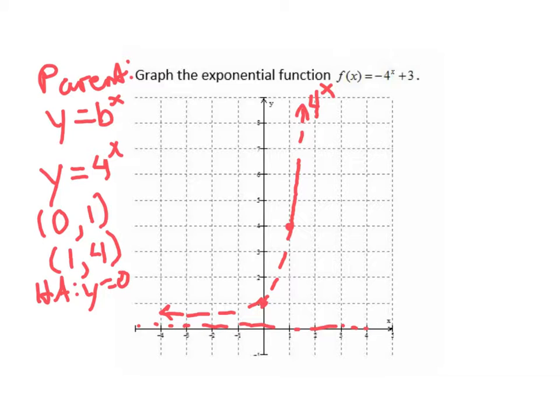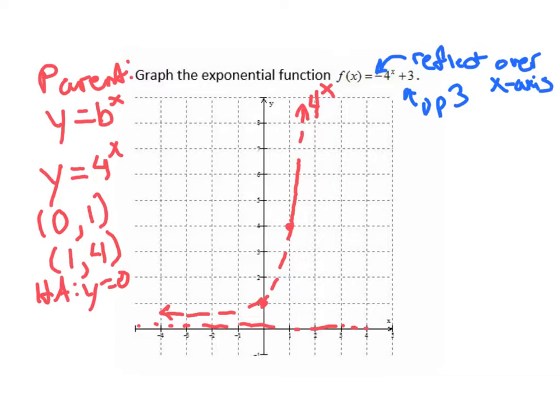Now we need to consider what transformations need to occur to turn that graph of y equals 4 to the x into the graph of -4 to the x plus 3. So identifying the transformations, that plus 3, which is outside of the exponential function, it's a plus 3 after the fact. That's a vertical shift, up 3 units. The negative in front here is a reflection. And again, since the negative is outside of the function, it's not up in the exponent, that's a vertical reflection, so it's over the x-axis.